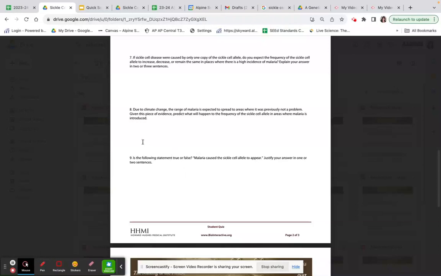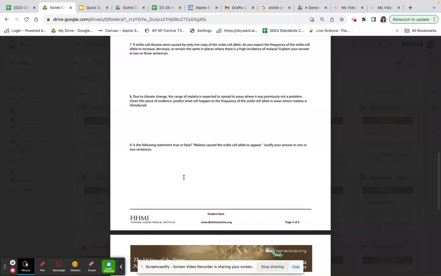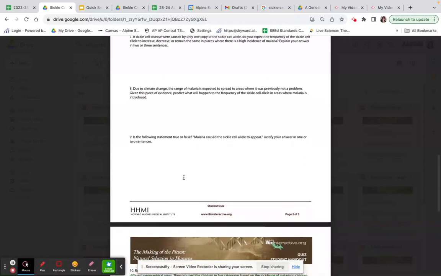And so I looked at question number 9. Is the following statement true or false? Malaria caused the sickle cell allele to appear. And justify your answer in 1 or 2 sentences. And because this is mostly a student production sentence where they're having to pull in the right evidence, I thought this was a good place to do a quick check of whether or not they were getting it.